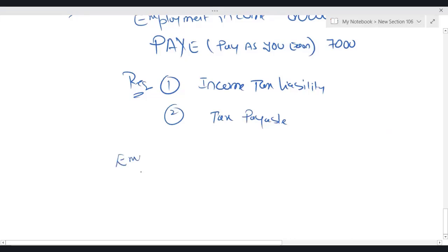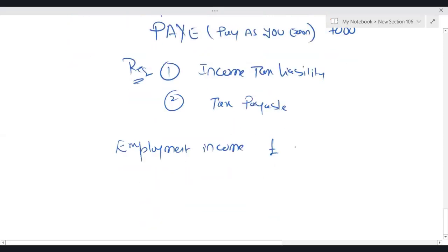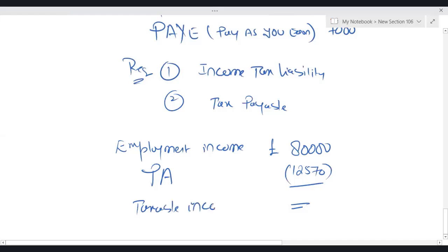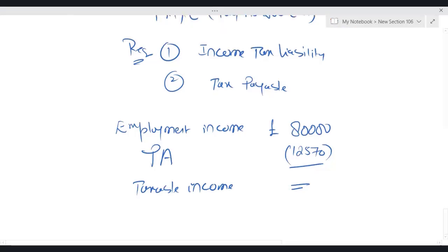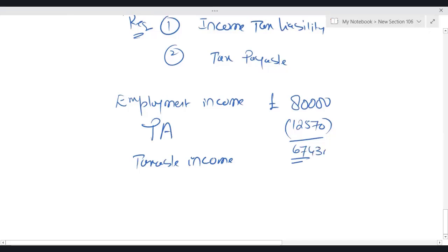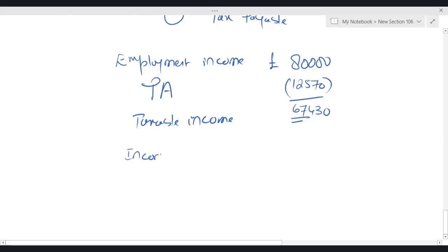We know that employment income is a non-saving income. Employment income is 80,000. Let's deduct the personal allowance, 12,570. Here comes the taxable income. So 80,000 minus 12,570, I'm getting taxable income 67,430. Let's calculate income tax. First 37,700: you cannot directly apply 40%. First, you have to utilize the basic rate band. After that, you will go for the higher rate band, and after utilizing the higher rate band, then you can go for the additional rate band. It is 7,540, if I'm not wrong.